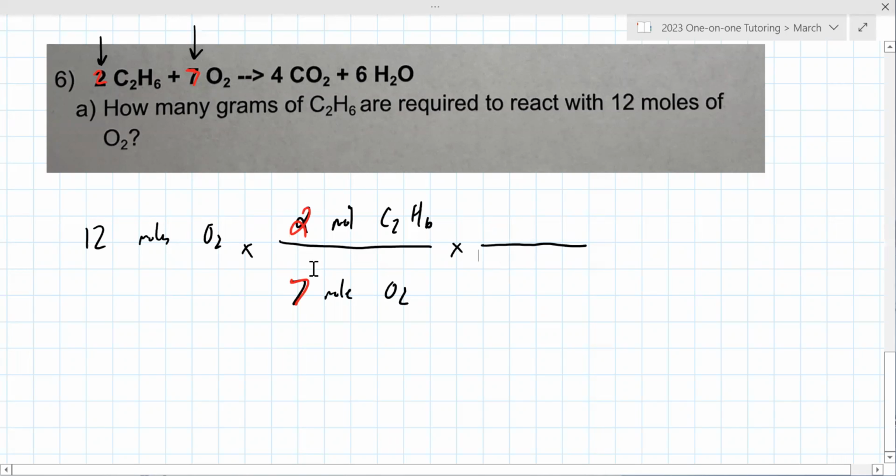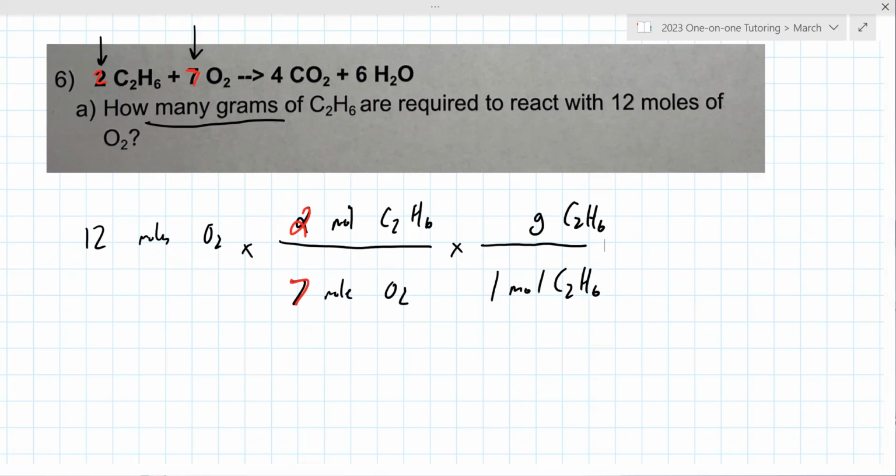So are you up to this step here? Because the next one's new. This is new. Oh, okay, because now it's asking for grams. You have to convert from 1 mole C2H6 is grams of C2H6, and that's where you have to go to your periodic table and get the molar mass of C2H6.